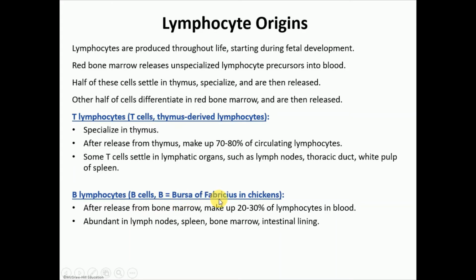So we first discovered these in chickens, but then we found out that we have the exact same process, and we kept that name, B cells. So these B cells, again, make up about a quarter of the lymphocytes in our bloodstream. They are going to end up living in your lymph nodes, spleen, bone marrow, and the intestinal lining as well.